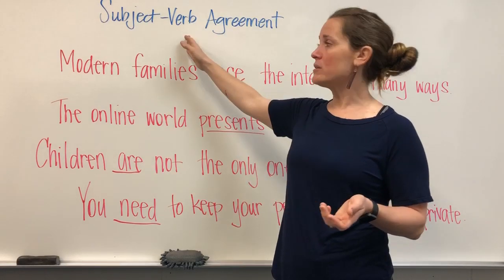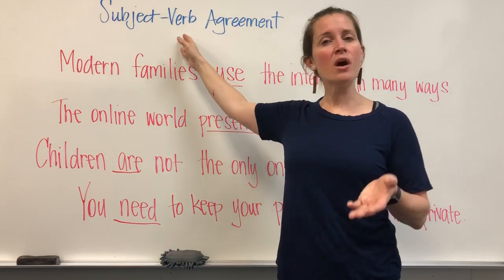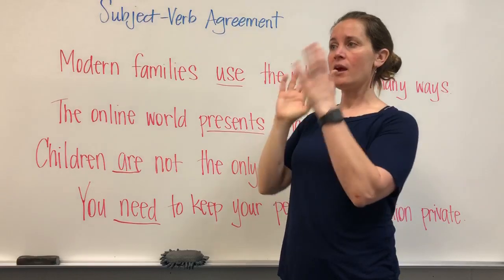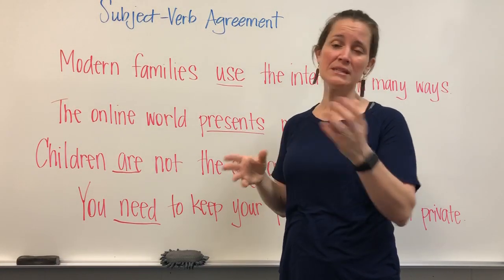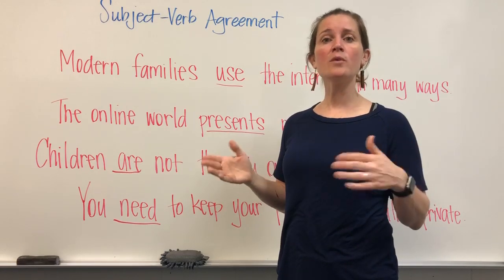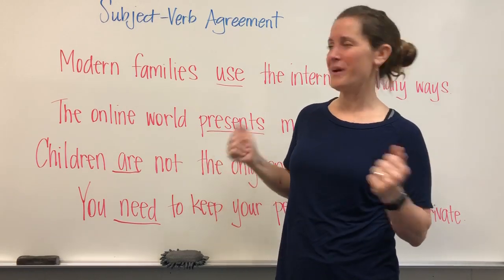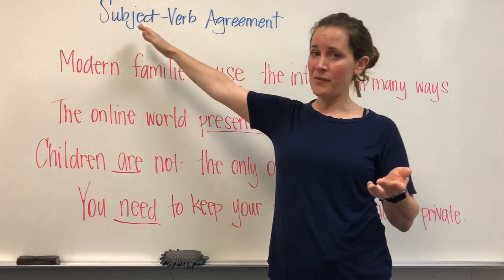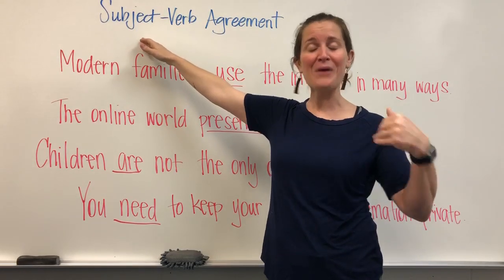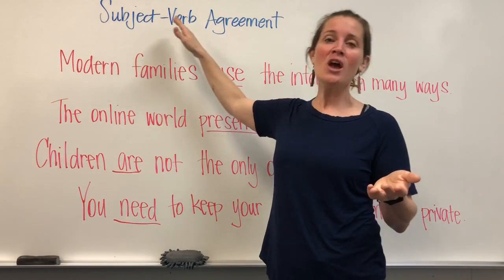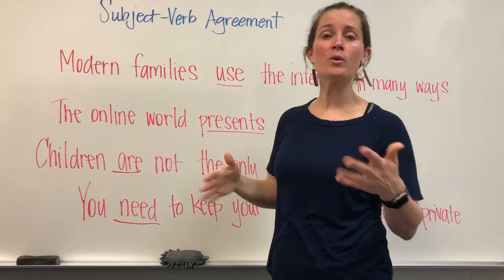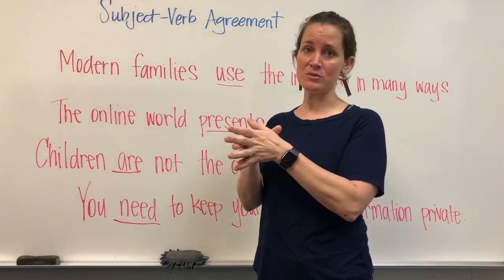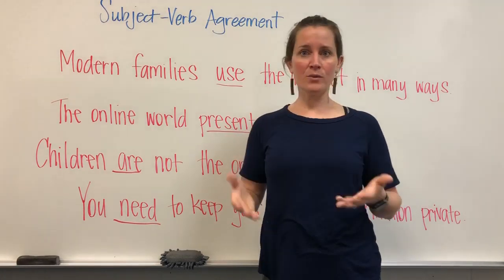And when we talk about subject-verb agreement, what we're talking about is looking at our subject and deciding if it is singular or plural. Remember, singular just means one, plural means two or more, so more than one. And then once we find out or decide if our subject is singular or plural, we need to have our verb agree with that. Our verb needs to be singular or plural going along with our subject. So how do we do this?